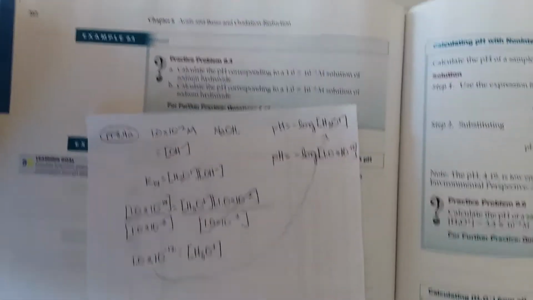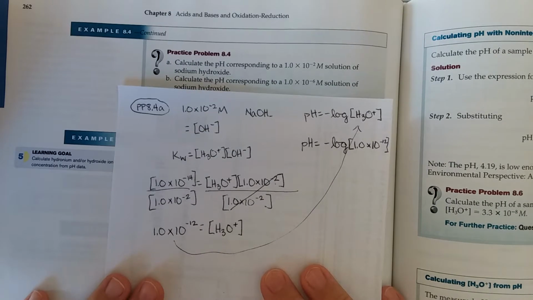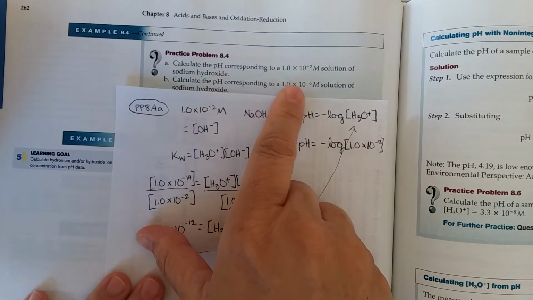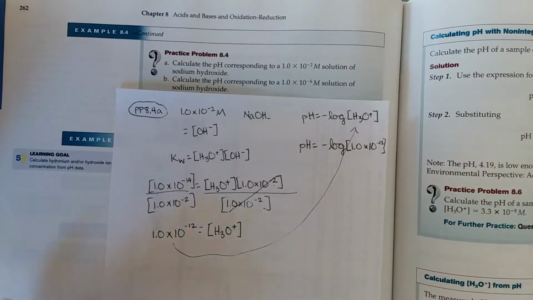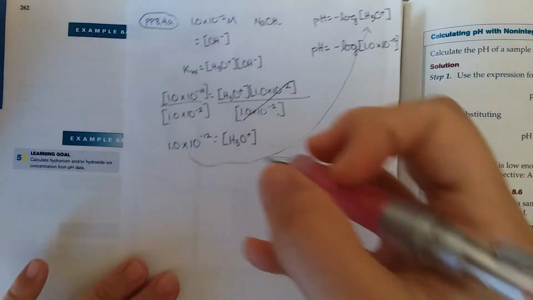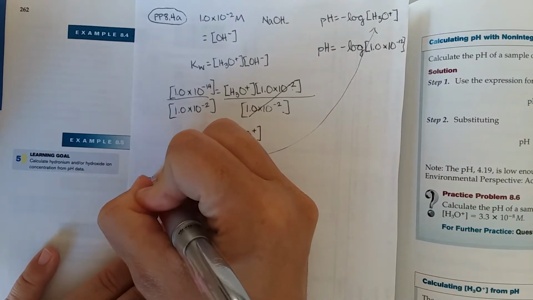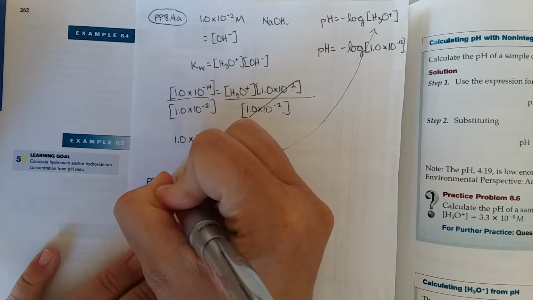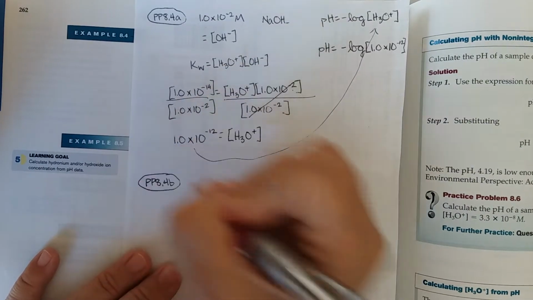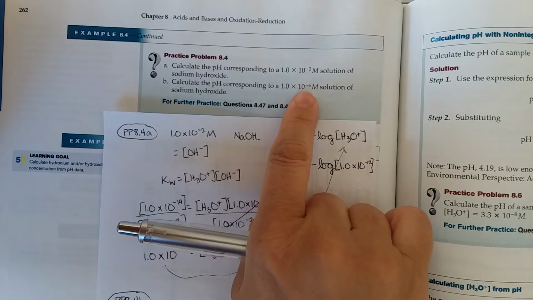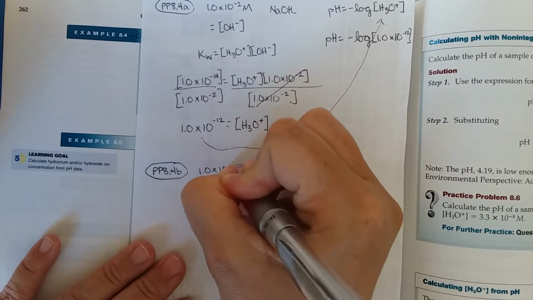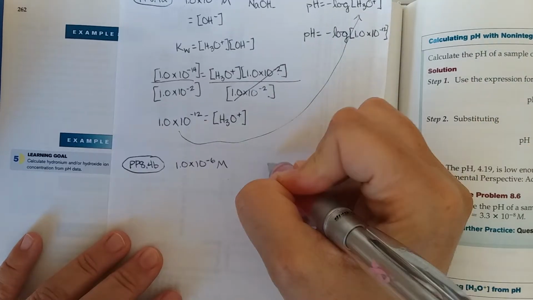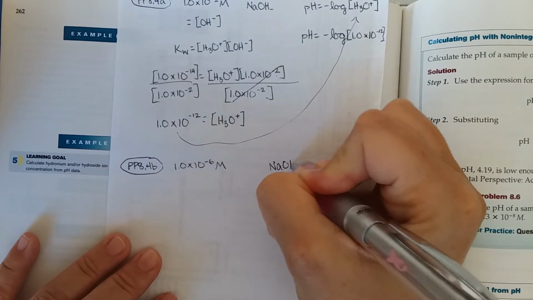All right, so now it's time for part B. Calculate the pH corresponding to this concentration of sodium hydroxide. So you know what, this is the same thing. I probably didn't even need to do a video, but let's do it for practice. 8.4B. And this time our concentration was -6. So 1.0 times 10 to the -6 molarity. And it's of sodium hydroxide still.